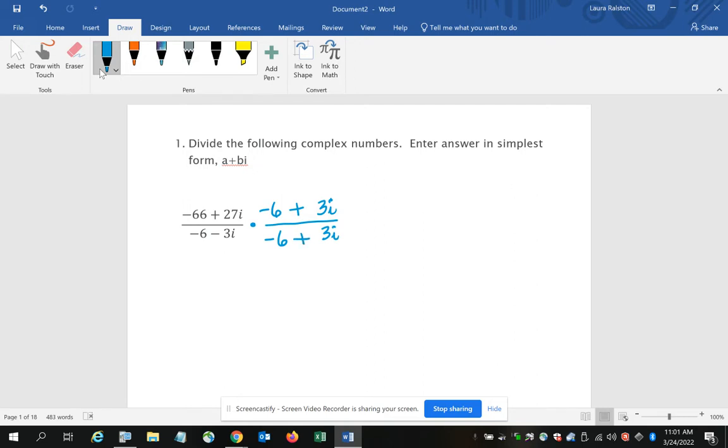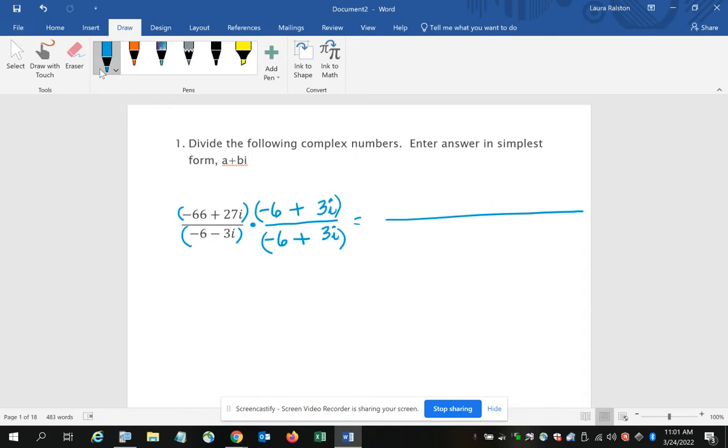You can think about it like you got to have a male and a female. And so then we perform the multiplication. We multiply the complex numbers in the numerator and we multiply the complex numbers in the denominator. And we use FOIL to do that. So negative 66 times negative 6, and you may want to use your calculator for that.